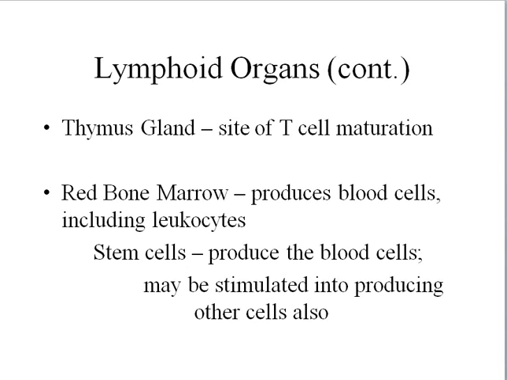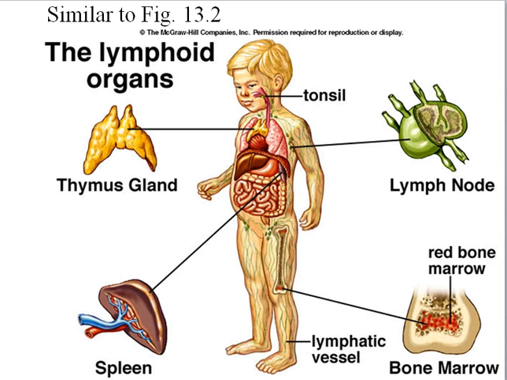The thymus gland is located immediately underneath the breastbone. T cells, a type of white blood cells, mature in the thymus. White blood cells and red blood cells are produced by stem cells in the red bone marrow. Red bone marrow is found primarily in the longer bones of the skeleton. This diagram from your text shows the location of many of these lymphoid organs.